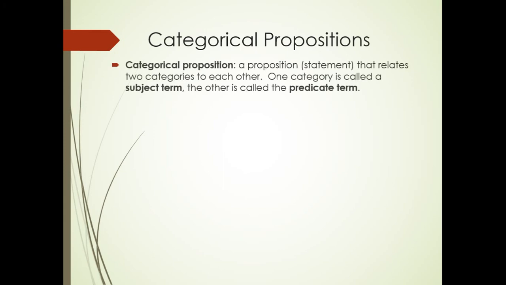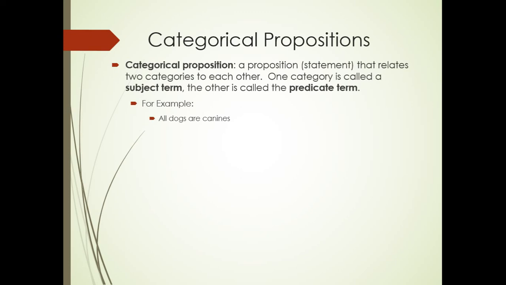A categorical proposition is a proposition or a statement that relates two categories to each other. One category is called a subject term, and the other category is the predicate term. So, for instance, we could say, all backpacks are bags that go over your shoulders. So backpacks would be one category, and then bags that go over your shoulder would be the second category. The first category, backpacks, would be the subject term, and the second category, bags that go over your shoulder, would be the predicate term. So let's look at a few examples of these.